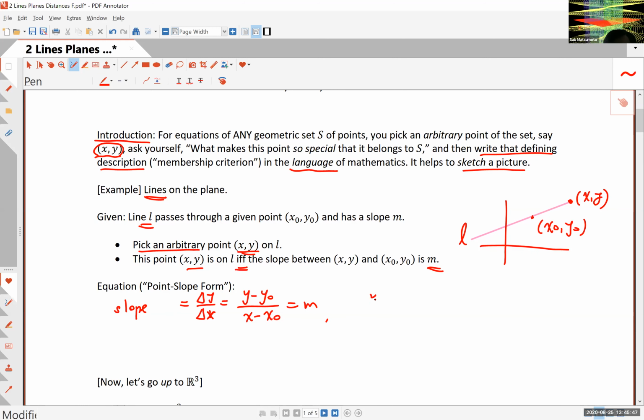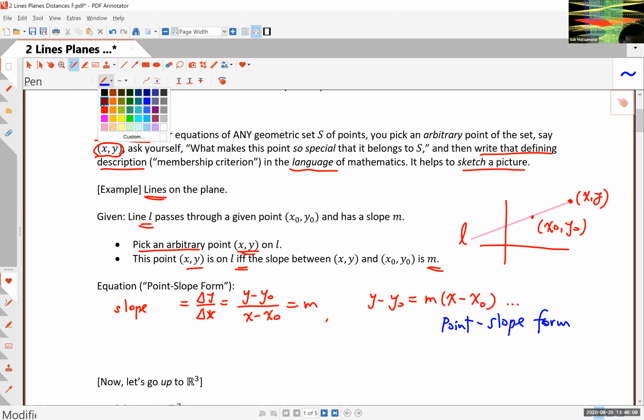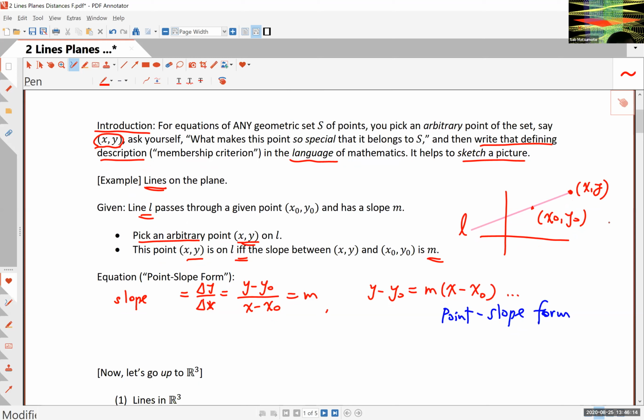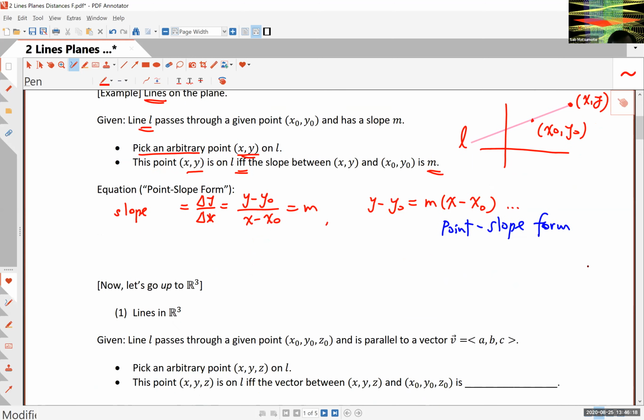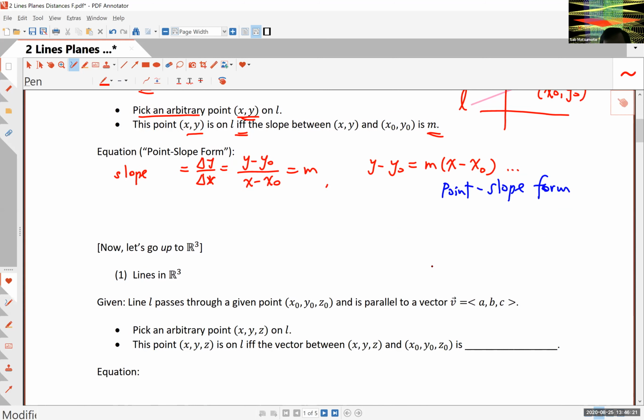Now, normally we write this in this form: Y minus Y naught is equal to M times X minus X naught, okay? You are familiar with this, right? What is this called? This is called the point slope form of the equation of the line L, all right? So that's where it's given. Now, of course, you have other forms like the slope intercept form, but this is exactly the process we are going to take in order to explore lines and planes in space.